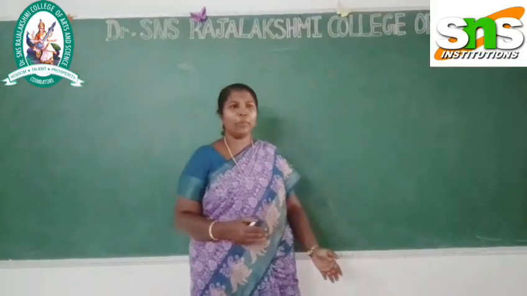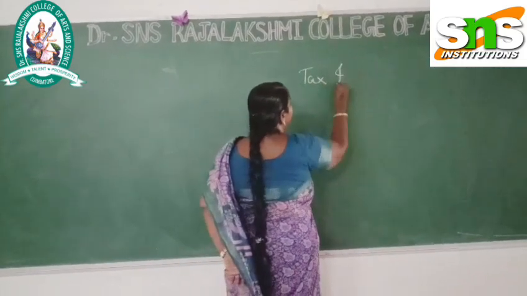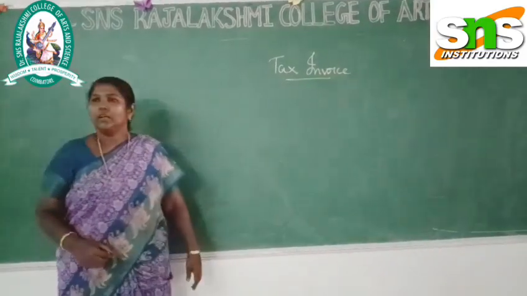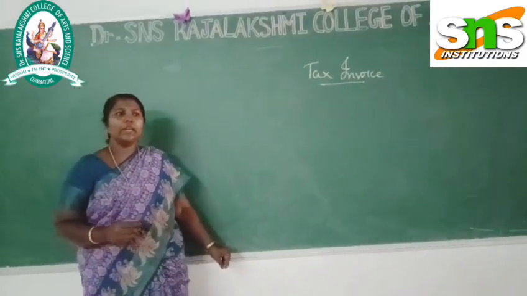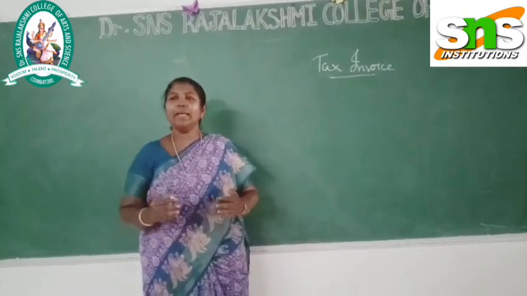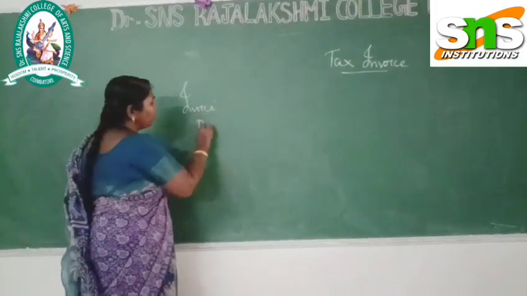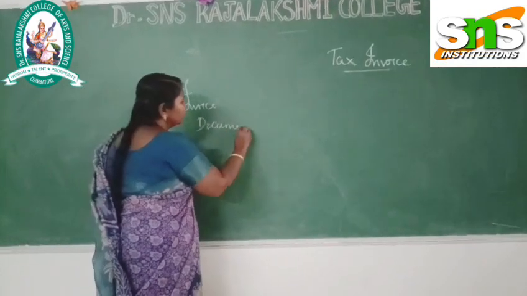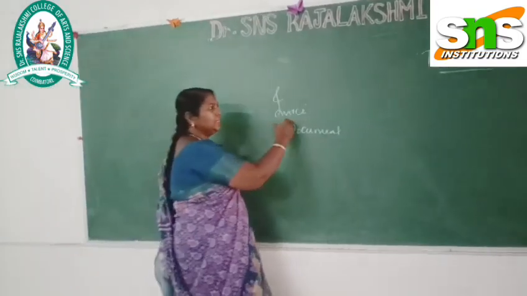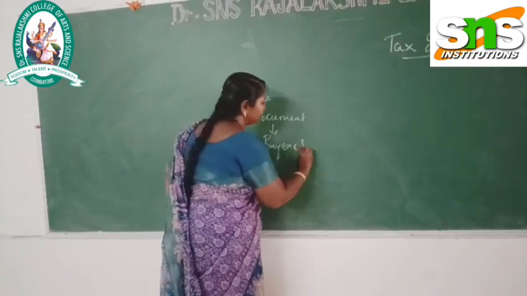Today we are going to see the topic of tax invoice. Now we will see the meaning of tax invoice. Invoice is a document. It contains the transaction between the buyer and the seller. So invoice is just like a document. The details of the transaction between the buyer and the seller are entered in this invoice.